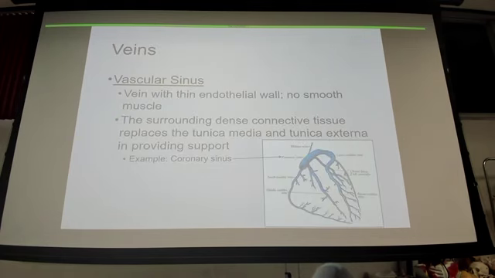Vascular sinuses, we've already discussed. The coronary sinus, of course, is not the only one, but it is one that we have discussed, so it's an easy one to pick out. Just a big vessel that drains smaller vessels, so tributaries flow into the coronary sinus, and then that flows into the right atrium, yeah.